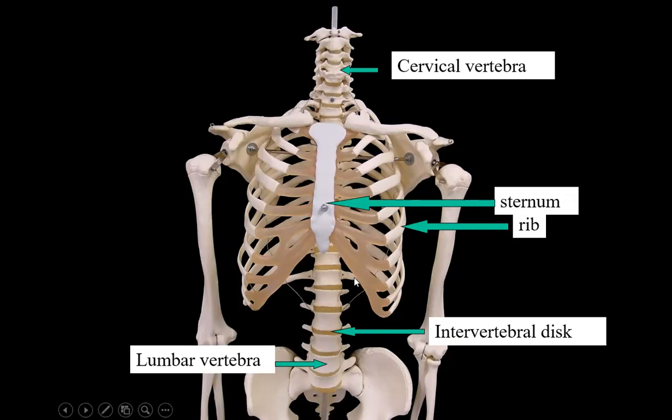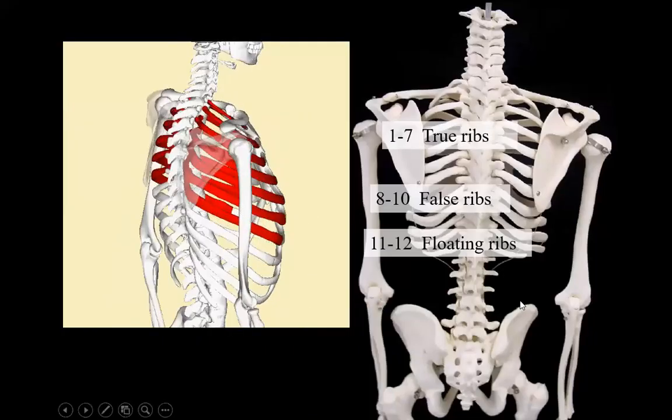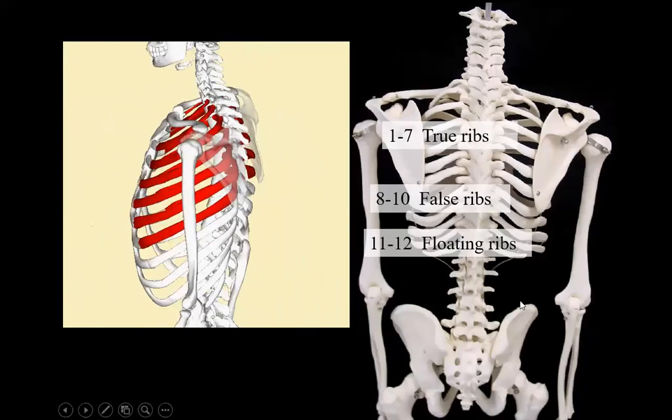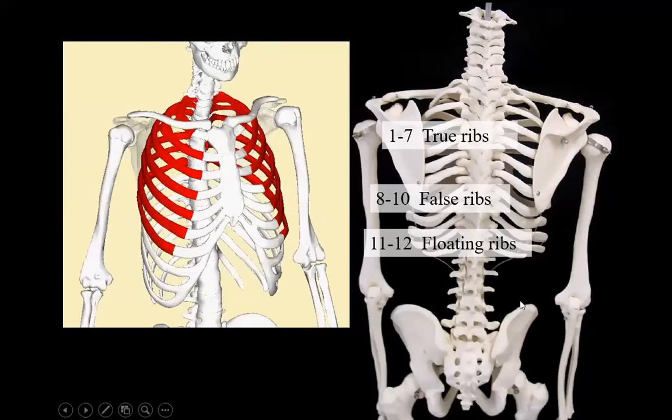The thoracic vertebrae, you can always tell where they start and stop. They start at the ribs and they stop at the ribs. Thoracic vertebra 1 starts at the first rib, and thoracic vertebra 12 is at the last rib. There are 12 sets of ribs, and there are 12 thoracic vertebrae. So here we see the ribs. There are 12 pairs of ribs.